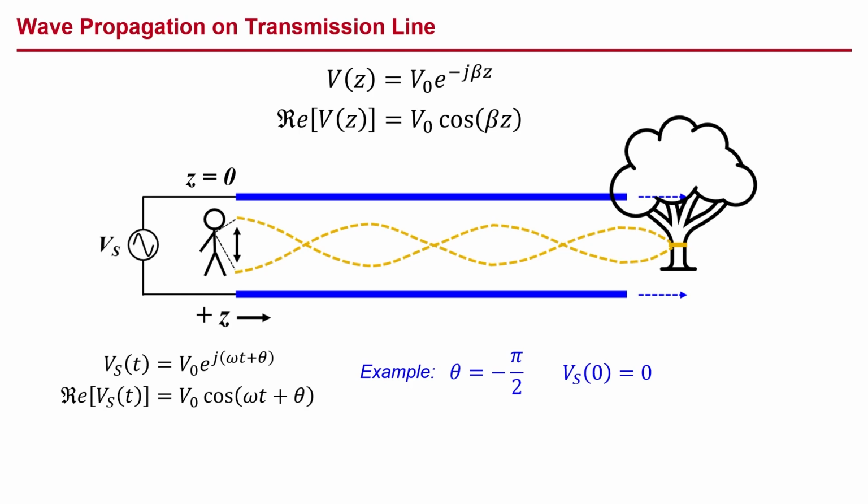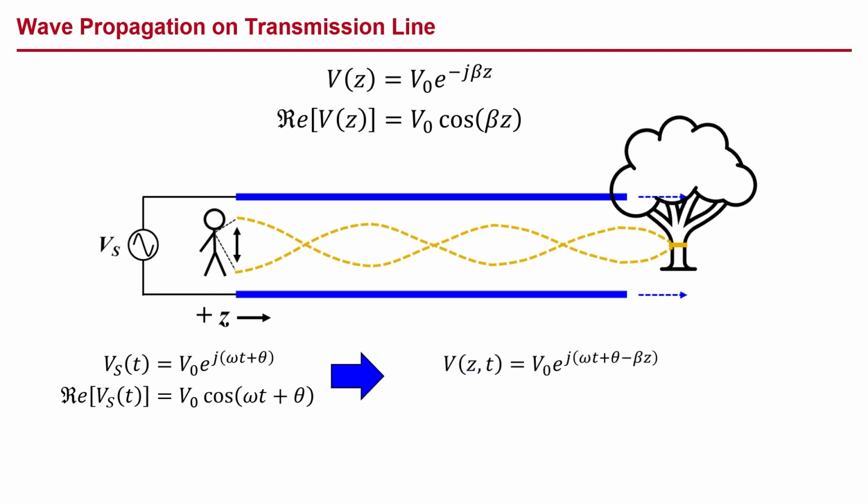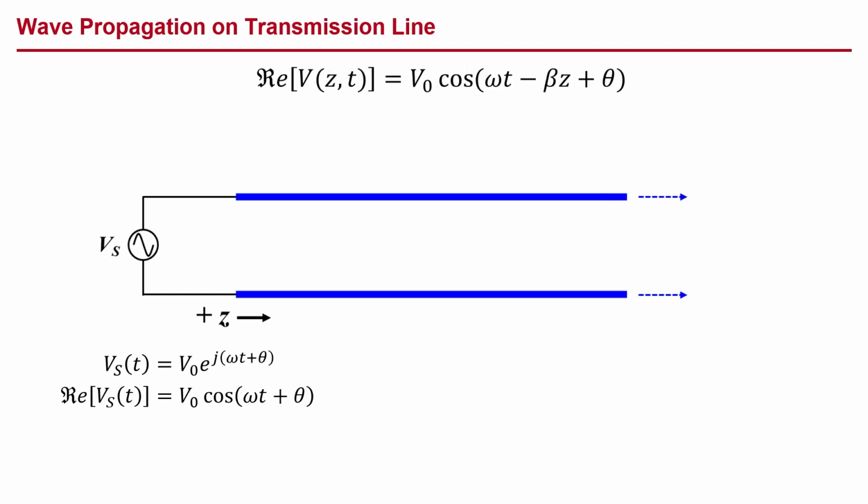The response of the potential along our transmission line will be a function of both position z and time t, and it will have the full exponential form of V0 times e raised to the power of j times omega t plus theta minus beta z, and the real part is V0 times cosine of omega t plus theta minus beta z. We can now focus on the cosine version of this expression, and we'll move the theta term to the end of the cosine argument. And now we're ready to apply our stimulus signal.